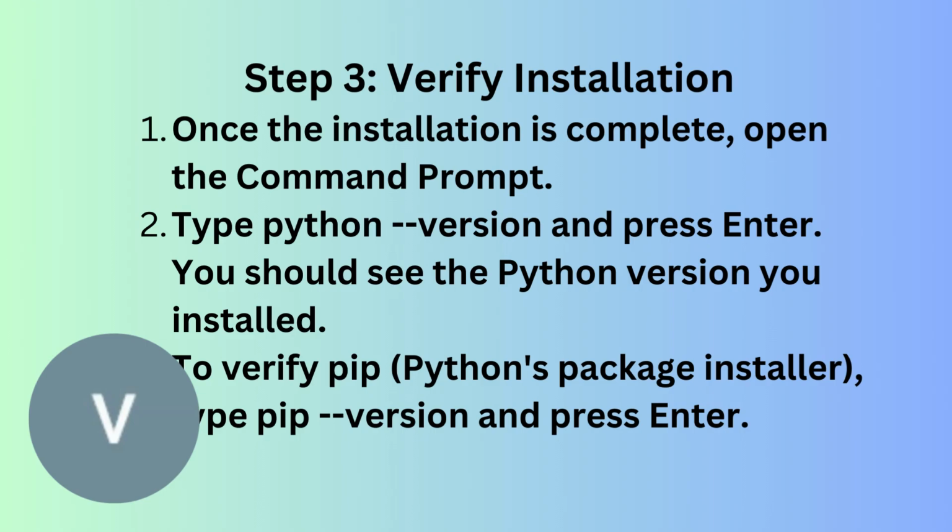The steps are below. Once the installation is complete, open the command prompt, type python --version and press enter. You should see the Python version you installed. To verify pip, the Python package installer, type pip --version and press enter in the command prompt. If you give this command, then you can understand which Python version we are using and that it is ready to use.